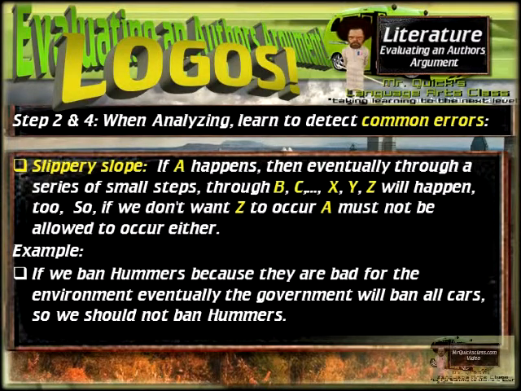The first is the slippery slope. And this is where an author determines that if A happens, then eventually through a process, B, C, X, Y, and Z will happen too. So if we don't want Z to happen, then we have to stop it at B. So let's look at an example to really understand this. If we ban Hummers because they are bad for the environment, eventually the government will ban all cars. So we should not ban Hummers.